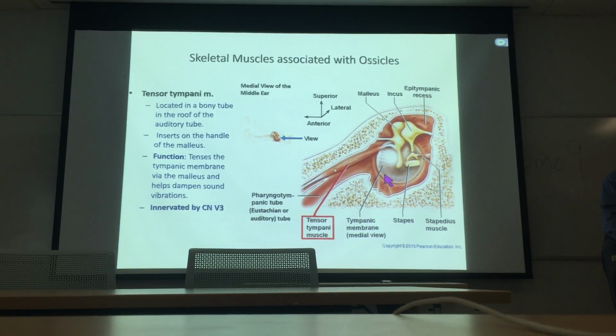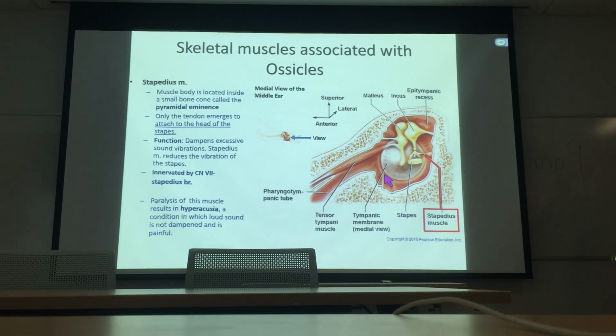Tensor tympani is innervated by V3. Tensor tympani attaches to the malleus, and then stapedius, innervated by the facial nerve, attaches to the stapes. So a problem with either tensor tympani or stapedius, so if you affect V3 or affect 7, you have the problem of potentially having ringing in the ears because you can no longer dampen sound at the tympanic membrane and in the oval window.